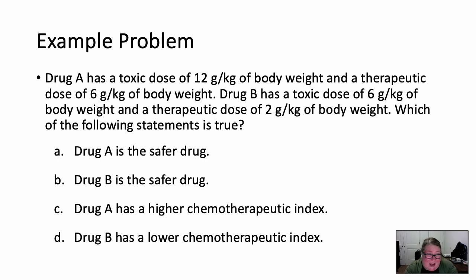Drug B has the higher chemotherapeutic index, which means that D is wrong and A is wrong. Well, if A is wrong, C is wrong. So the answer is B. Drug B is the safer drug because it has the higher chemotherapeutic index. Now it's only 3 to 2, but it's still bigger. Okay, so the answer is B.